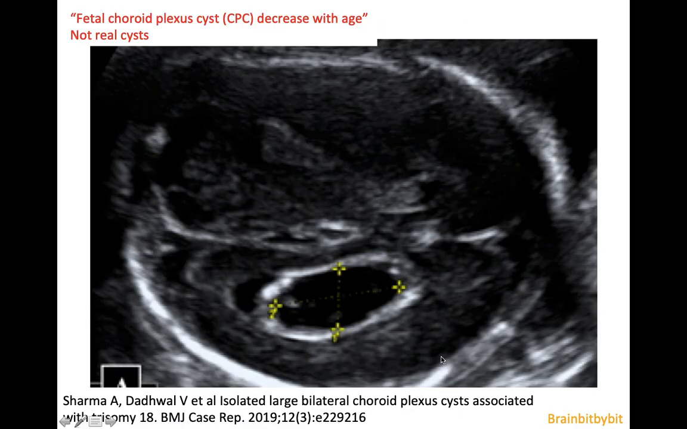There are two types of choroid plexus cysts. The first one are fetal choroid plexus cysts that are seen on fetal ultrasound, so we as radiologists don't see them very often. They decrease with age and have usually regressed at birth, and they're not real cysts. They're made up of mesenchymal stroma distended by cellular debris, and there's no epithelial lining.